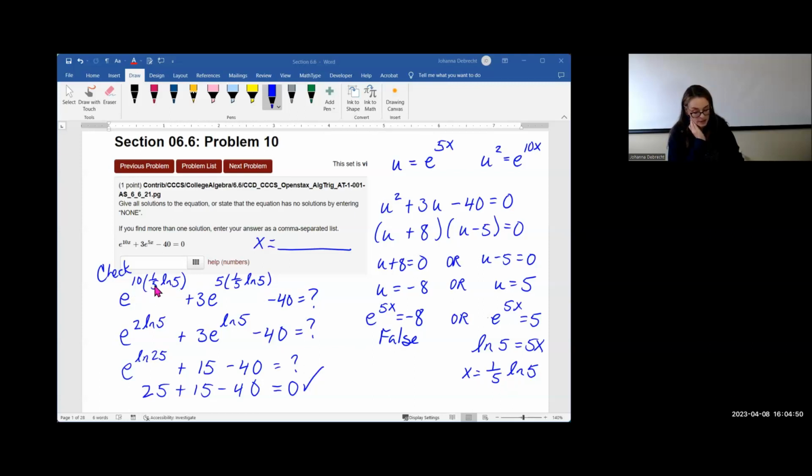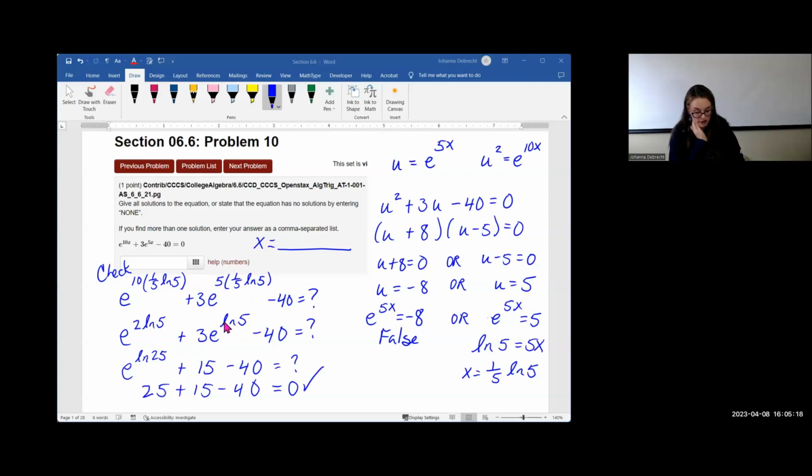Notice that 10 times the 1/5 natural log of 5 will give me 2 natural log of 5. Then I can pull the 2 in on top of the 5 as a power, which gives me the natural log of 25. Now the e and the l are back to back and they undo each other, so this just becomes 25. When I plug it into the middle term, I get 5 times 1/5 natural log of 5, which gives me natural log of 5.